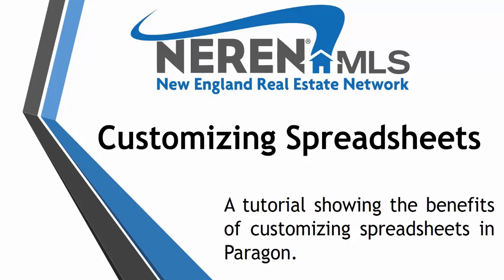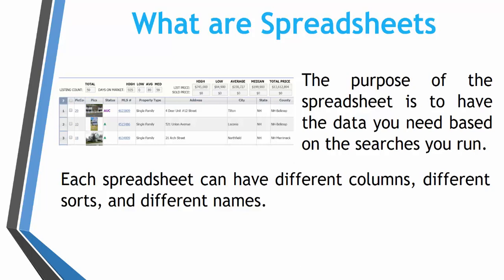This tutorial shows how to customize the spreadsheet in Paragon. The purpose of the spreadsheets in Paragon is to have the data you need based on the searches you run. There are several spreadsheets within reports, and they are all the same until you start making changes. Each spreadsheet can have different columns, different sorts, and different names.